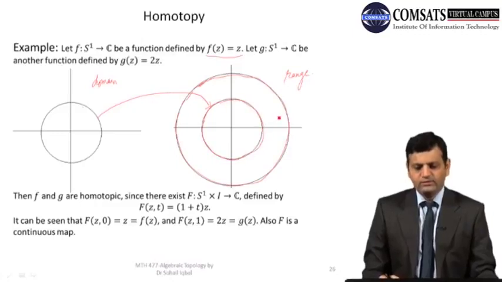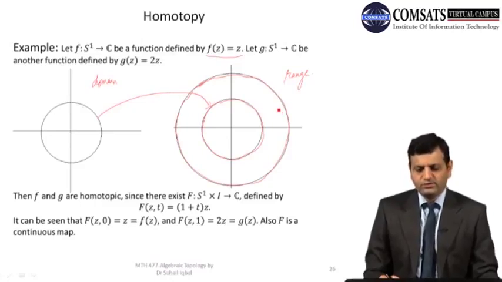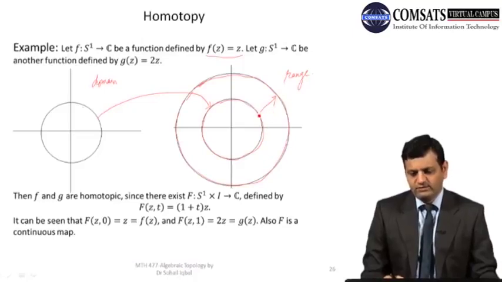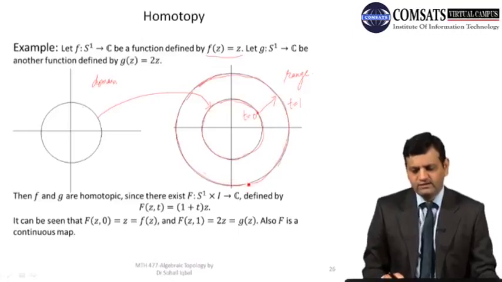Now if we want to show that these two functions are homotopic, we need to find a function F from S1 cross I to C such that this circle is deformed into this bigger circle. So at time t equal to 0, I should have this inner circle, and at time t equal to 1, I should have this outer circle. Let's see if we can define such a function.